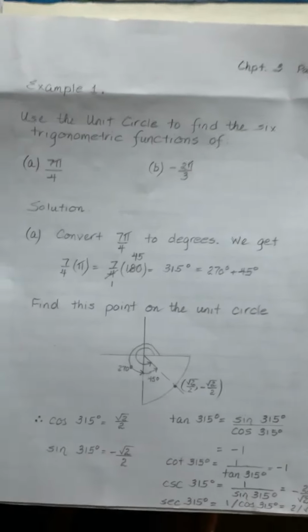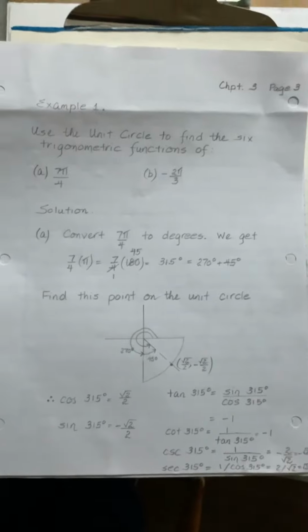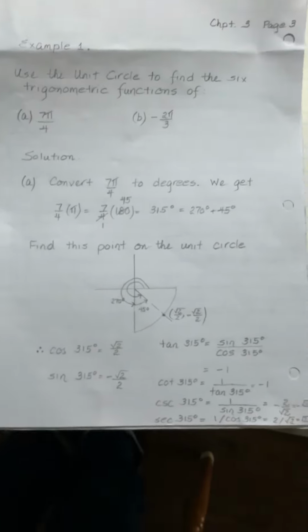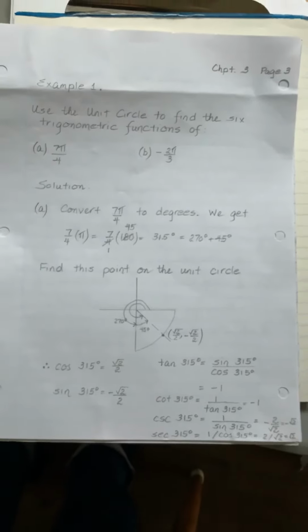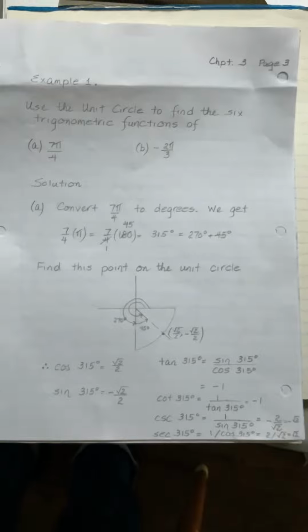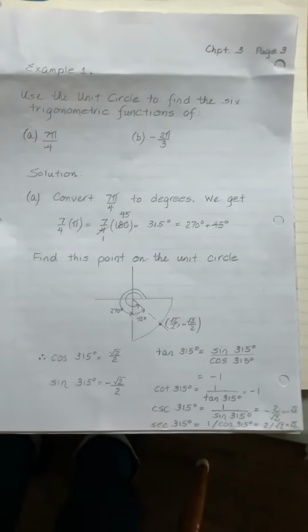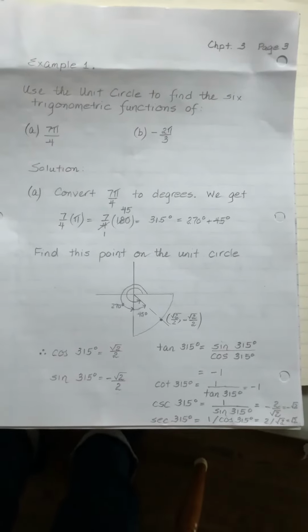The first thing we have to do is convert the angle in radians to an angle in degrees so we know what quadrant of the unit circle we're dealing with. So when we do that, we get 270 degrees plus 45 degrees. Now on the unit circle, that's going to be in the fourth quadrant.